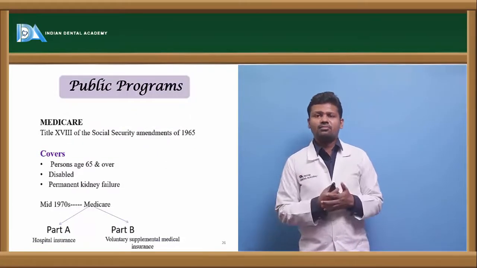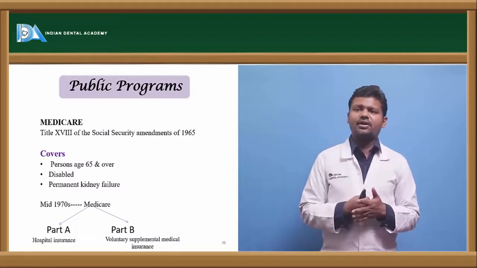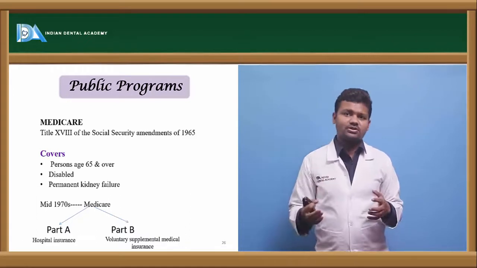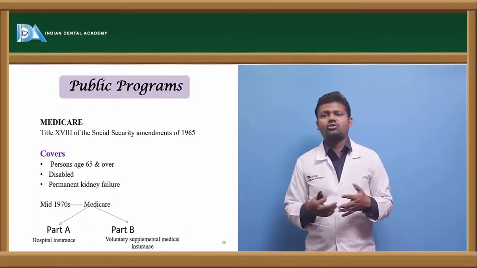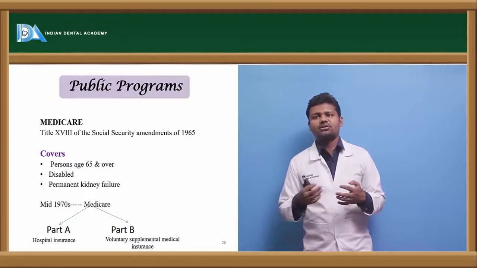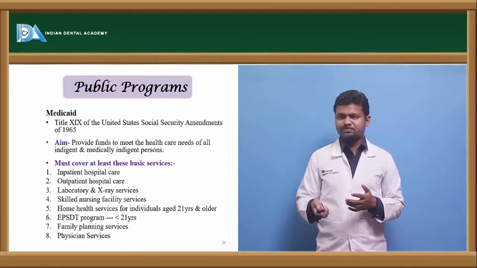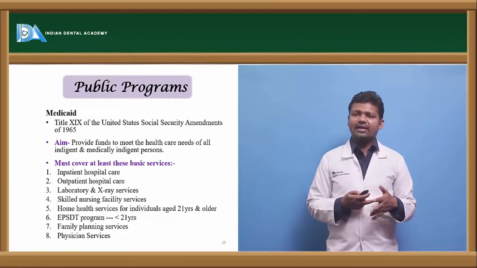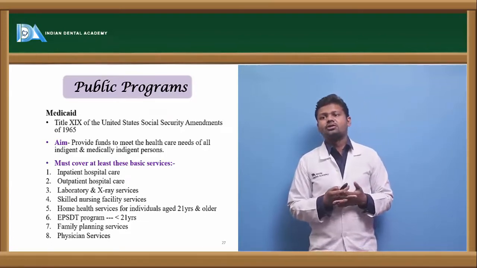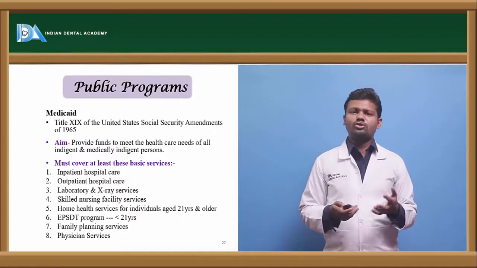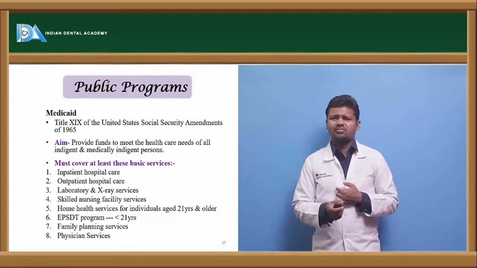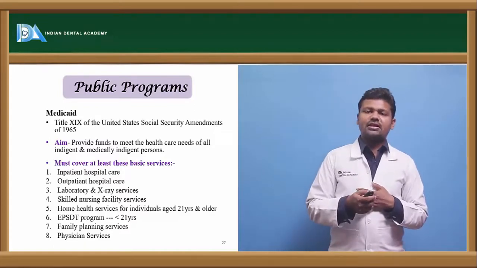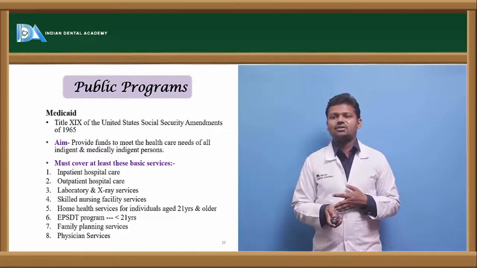Next are public programs. Many public programs have come about, that is Medicare, Title 18 of the Social Security Amendments in 1965. It covers persons of 65 years or more, disabled persons, and persons with kidney failure. Then the other public program is Medicaid, Title 19 of the United States Social Security Amendments in 1965. It mostly covered inpatient and outpatient departments, hospital care, laboratory and X-ray services, skilled nursing facility services, and family planning services, etc.